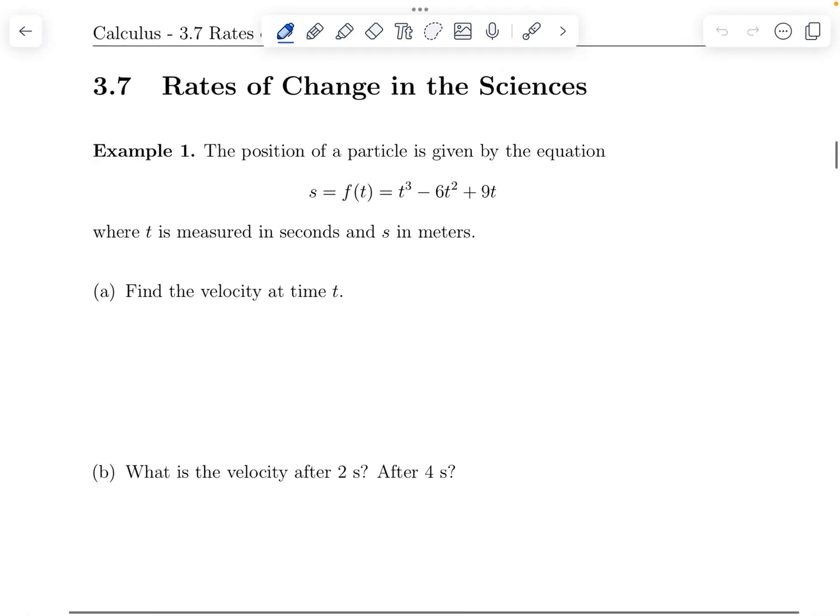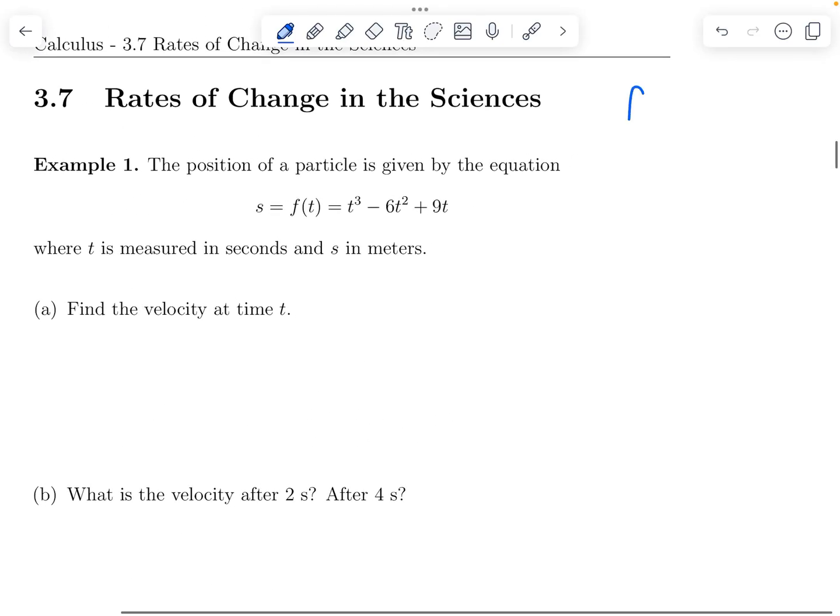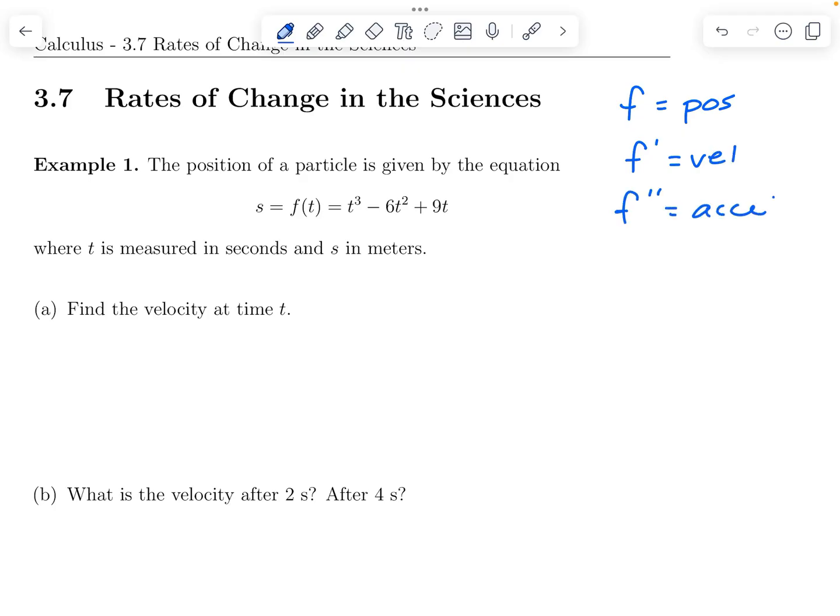You need to know that if f of x is your position function, then f prime of x is going to be your velocity, f double prime is going to be your acceleration, and f triple prime is going to be your jerk.